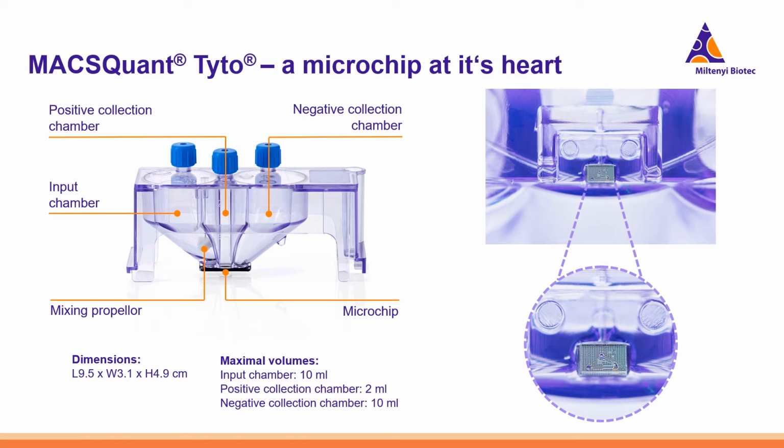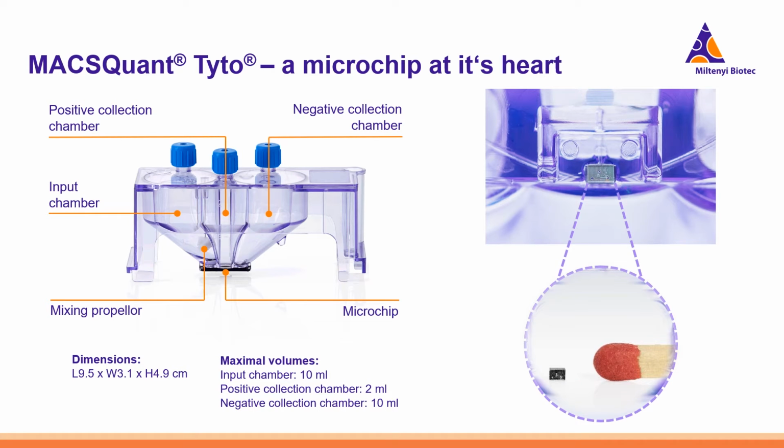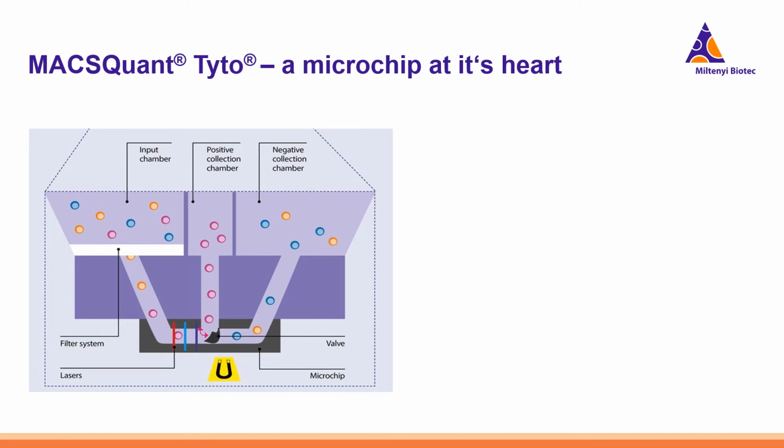When viewing from the bottom, you can see the small microchip where the sort process really takes place. And this is a really tiny part. As you can see, this is much smaller than a matchhead. Let's take a closer look at the sorting process in more detail. The cells from the input chamber go through the sorting channel in the microchip and through the laser beams. Once the target cells are detected by the system, a magnetic pulse will open the microvalve so that the target cells will then be sorted into the positive chamber, and all the negative cells will go into the negative chamber in the end.